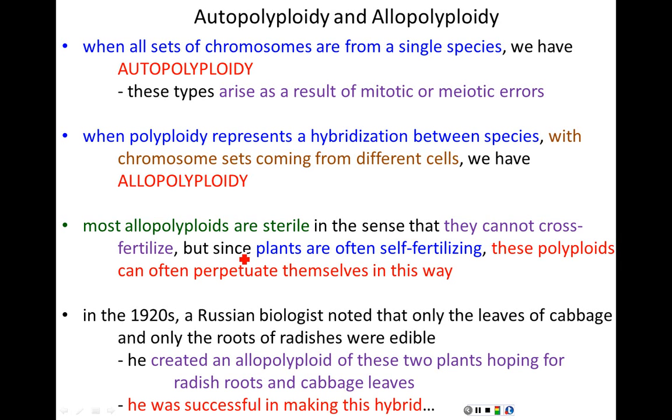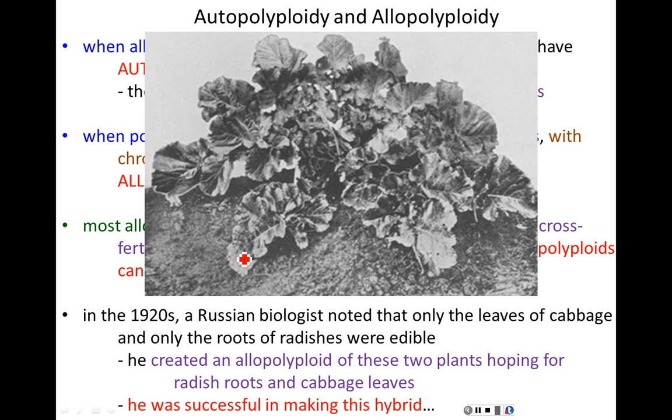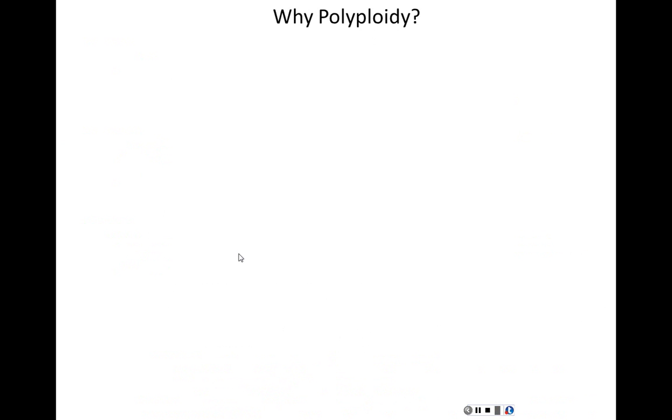He made this thing. This is what it looked like at the time. This is the paper he published providing this. The reason why we aren't all eating cabradishes or rabbages is because it worked the wrong way. He made the plant that had the leaves of the radishes and the roots of the cabbage, and so it was completely inedible.